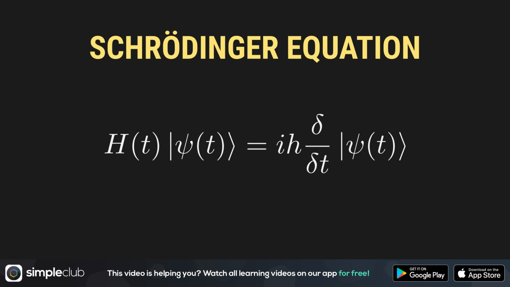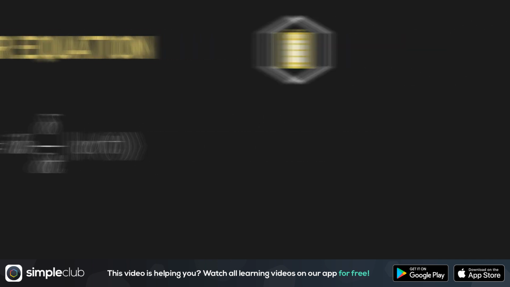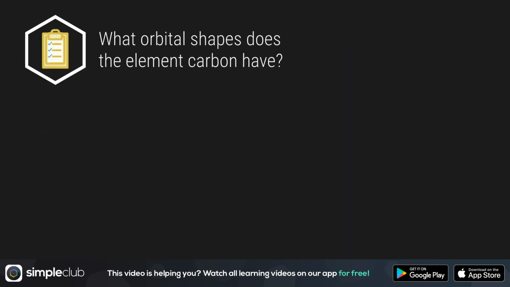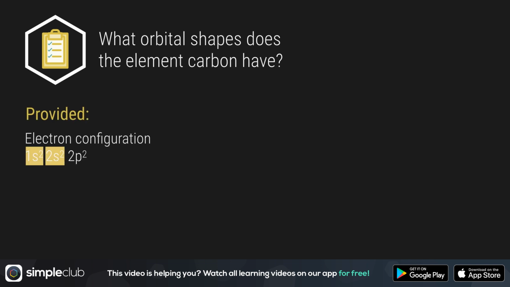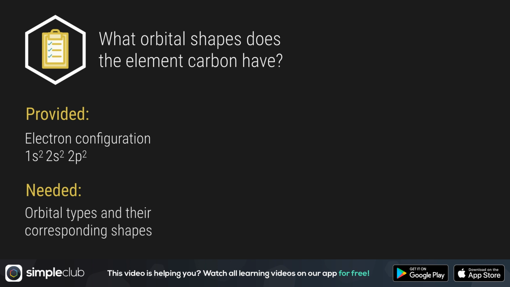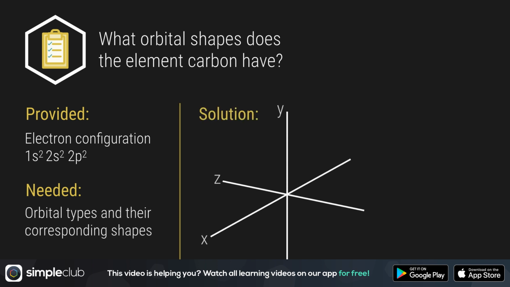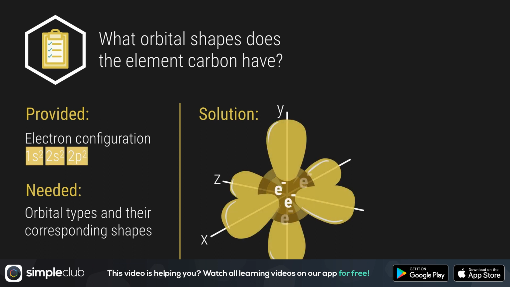To make this a bit easier to understand, it's best we look at an example. Let's take the element carbon from the fourth major group. Carbon has the electron configuration 1s², 2s², and 2p². Now, we're interested in knowing which orbital shapes actually make up carbon. For this, we'll take a closer look at the electron configuration. It indicates that carbon is a combination of the spherical s and the dumbbell-shaped p orbitals.